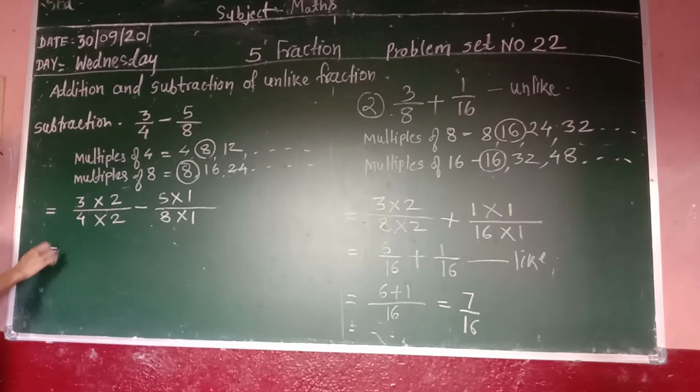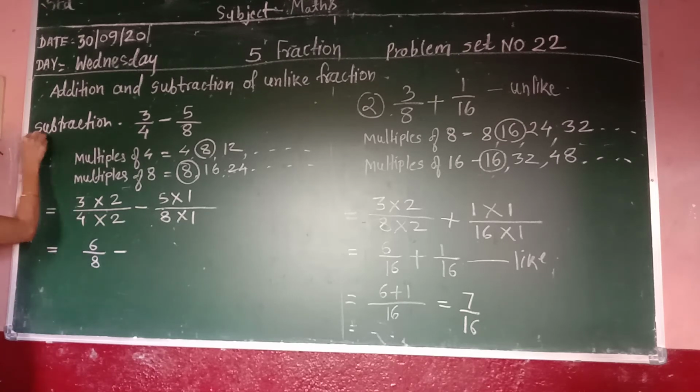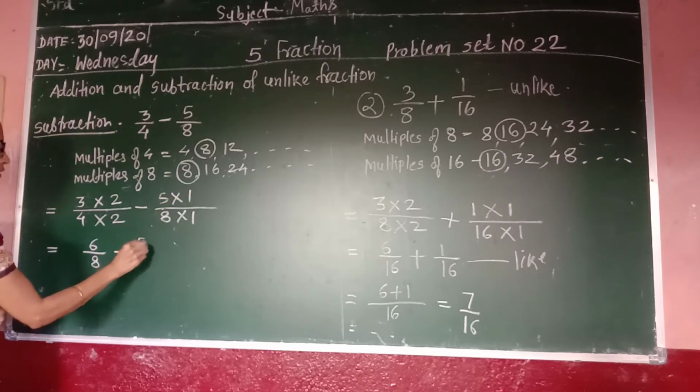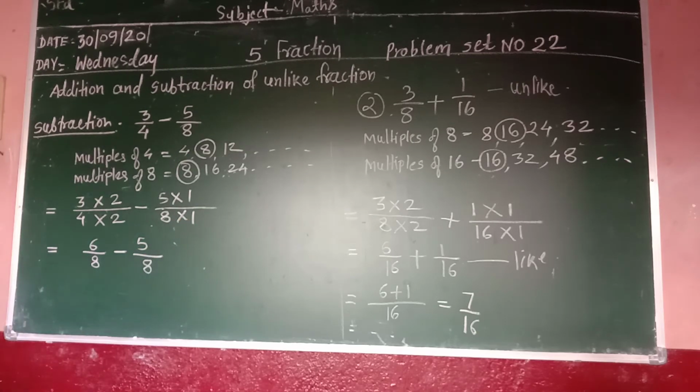And like this, 3 2s are 6 upon 4 2s are 8, minus, it's subtraction. Now 5 1s are 5 and 8 1s are 8. Now it is a like fraction. These two fractions have a common denominator. So we shall subtract the second numerator from the first one.